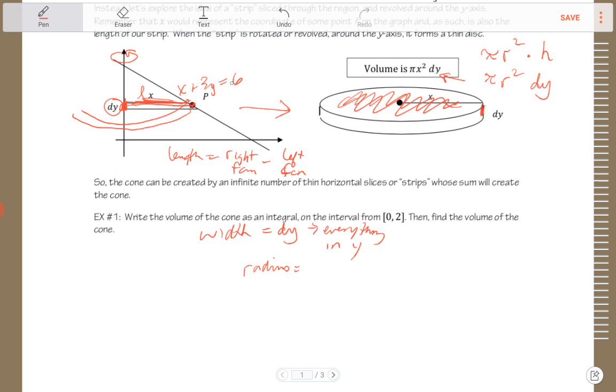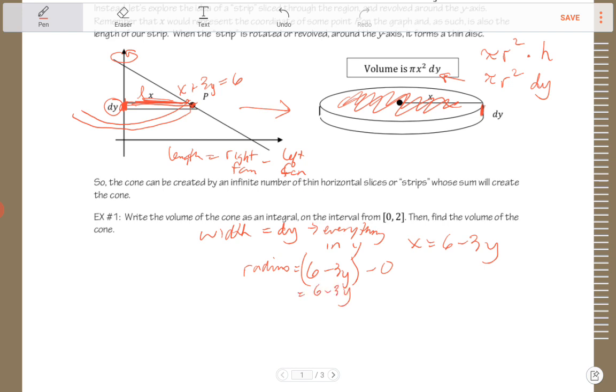Now, the right function is x plus 3y equals 6. Keep in mind, we want everything in terms of y. So let's write this in terms of y, which means x is equal to 6 minus 3y. So the radius is going to be made up of 6 minus 3y, and we want to find the distance all the way to this value here, which in this case is x equals 0. So we're subtracting 0. Well, in this case, the radius is really just 6 minus 3y.